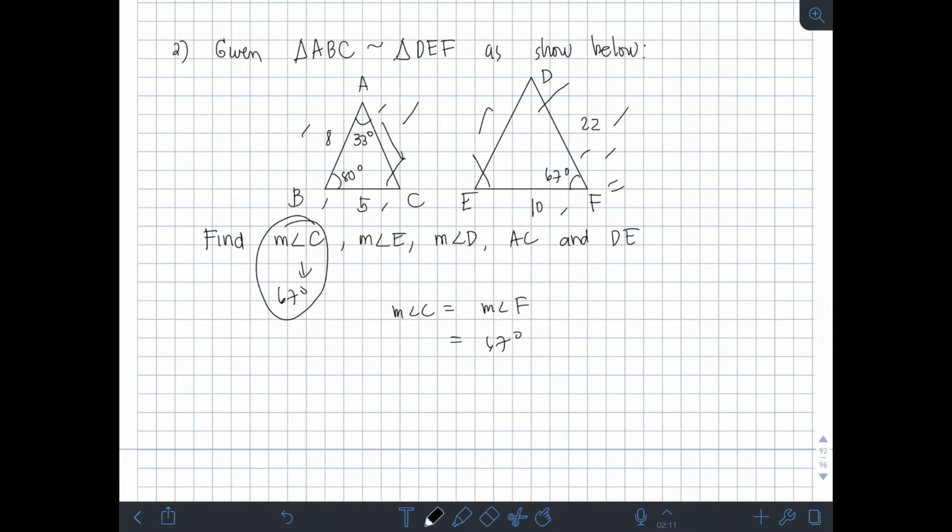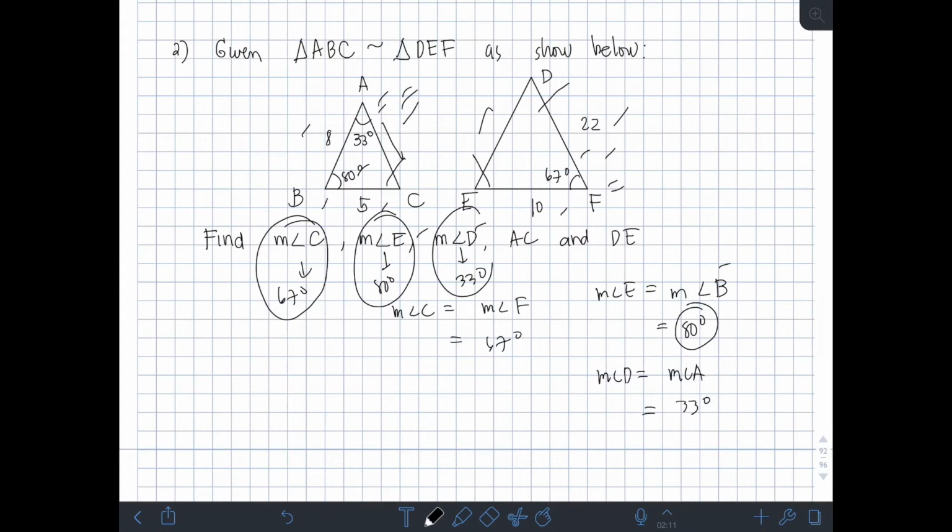Okay? Then, for measure of angle E, so dapat yung measure of angle E naman equal sa measure nung corresponding angle nito sa triangle ABC, which is angle B. So, measure of angle B is 80 degree. So, therefore, measure of angle E is also 80 degree. Okay? Then, for measure of angle D, so dapat equal naman siya sa measure of angle A. Right? So, measure of angle A is given as 33 degree. So, therefore, measure of angle D is also 33 degree.